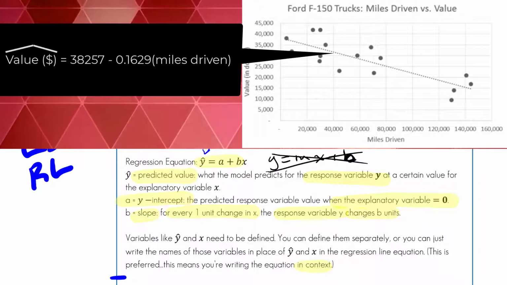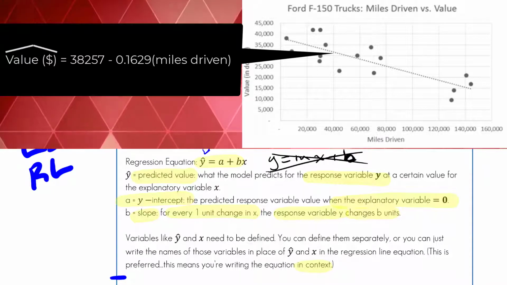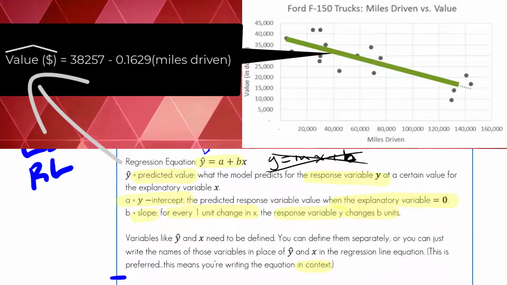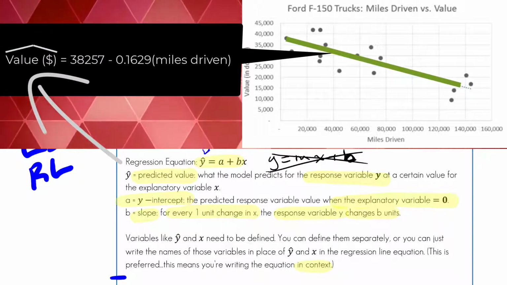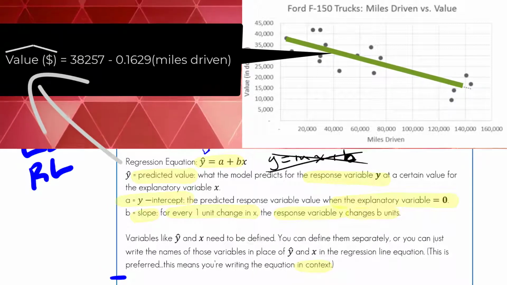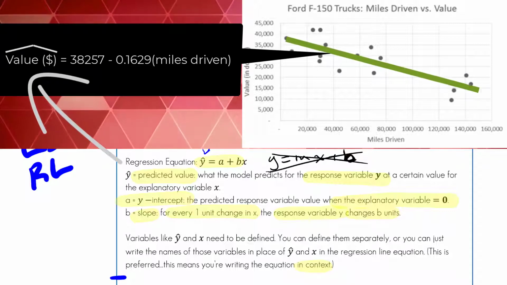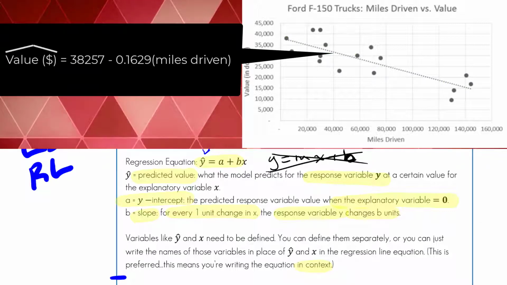Y hat, or the predicted value, or value hat as you see it on the screen now. It's our predicted value, so that's basically just the line. For any given value x, for any number of miles driven, we can utilize the line to find a predicted value of the truck. And that makes sense, value in dollars.